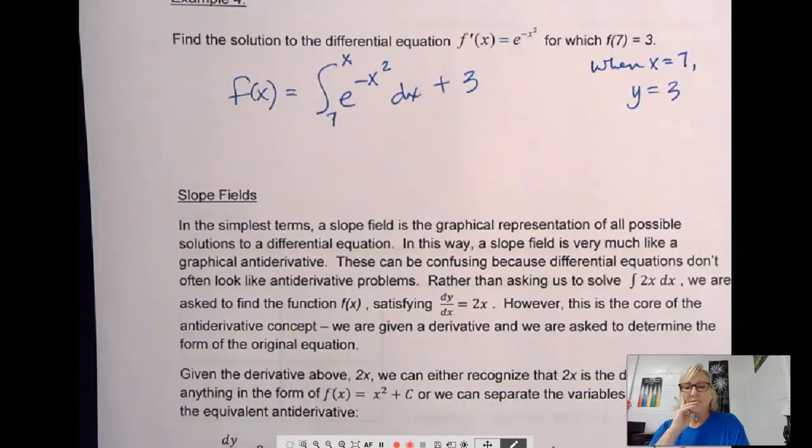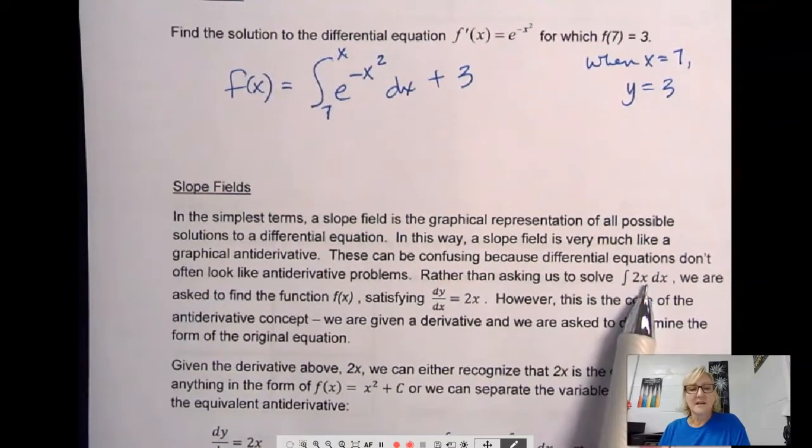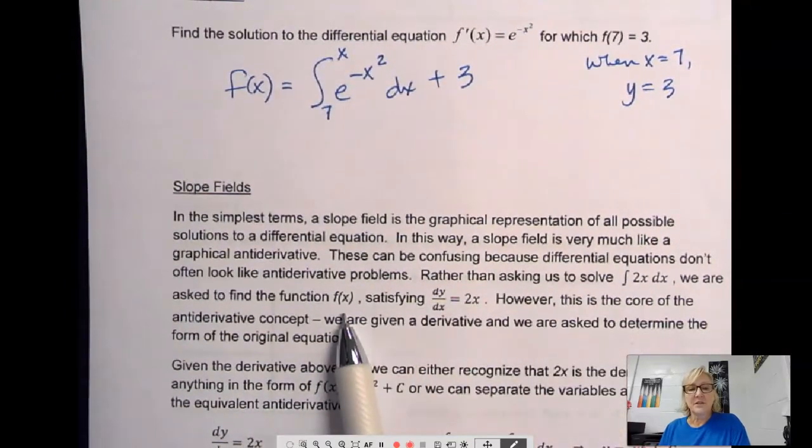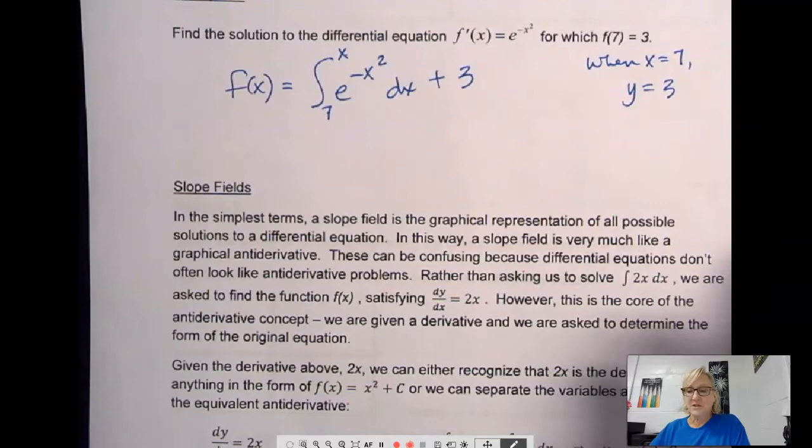These can be confusing because differential equations don't often look like antiderivative problems. Rather than asking us to solve the integral of 2x dx, we are asked to find the function f of x satisfying this. However, this is the core of the antiderivative concept. We're given a derivative and we are asked to determine the form of the original equation.